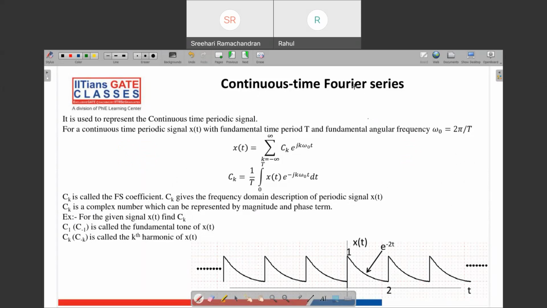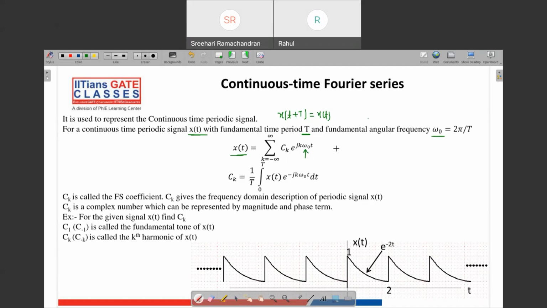So if you have any signal, let's say x of t, which is a periodic signal, which means that it satisfies the criterion that it is able to repeat itself for every capital T, where capital T is the time period or fundamental time period, and its angular fundamental frequency is 2 pi by capital T. Then the signal x(t) can be represented with the help of this Fourier series expansion. So x(t) will be equal to the sum of c of k e to the power j k omega naught t, where k varies from minus infinity to infinity. And here omega naught is the angular fundamental frequency.